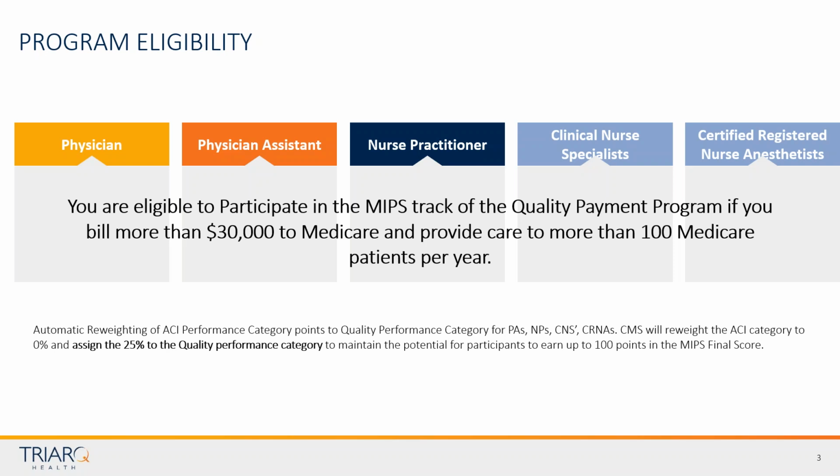Suffice it to say, this little blurb here at the bottom of this slide discusses the automatic re-weighting of that ACI performance category. Those points will be re-weighted to the quality performance category for those mid-level providers who traditionally did not participate in the meaningful use program, which ACI, as we all know, is inherited from MU. So those mid-level providers will still participate in MIPS, but they're going to be doing quality and CPIA. Those will be the 2 categories, and those 25 points that they would have gained from the ACI category will be thrown into quality.